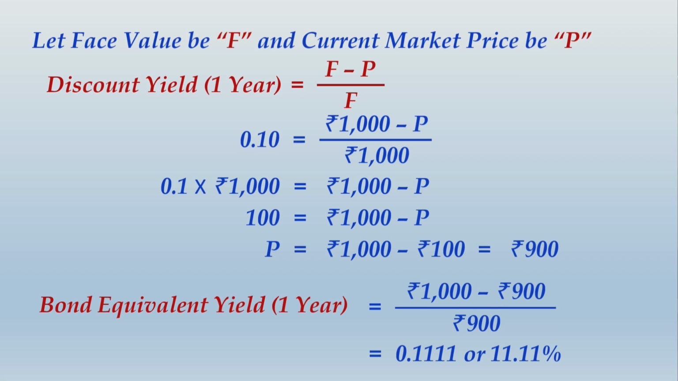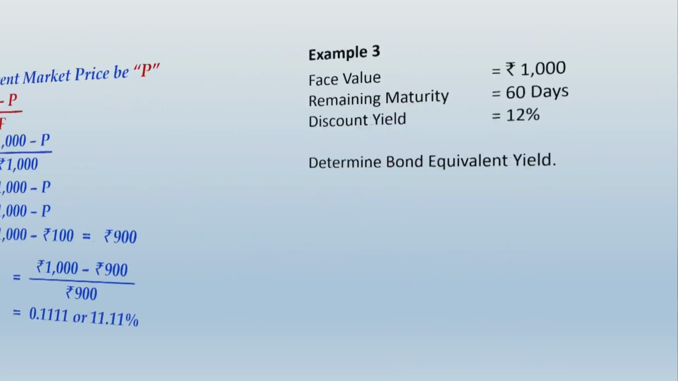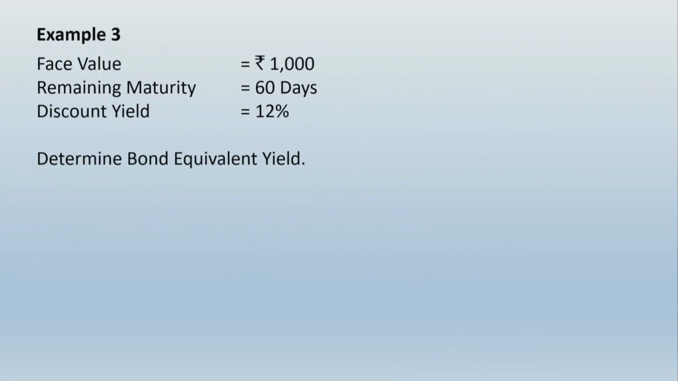Alright friends, once you have completed this, let us move on to the next example, that is example 3. Now what does this example convey to you? The face value of the instrument is rupees 1000, remaining maturity is 60 days and discount yield is given as 12%, and the question is asking you to determine bond equivalent yield.